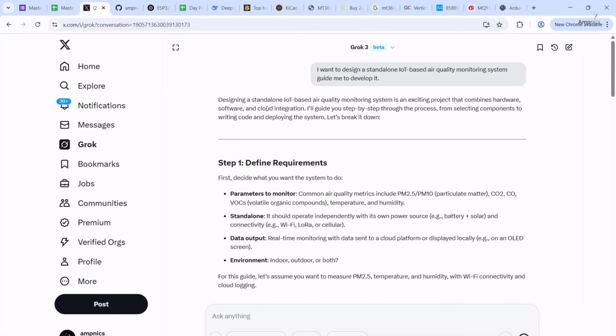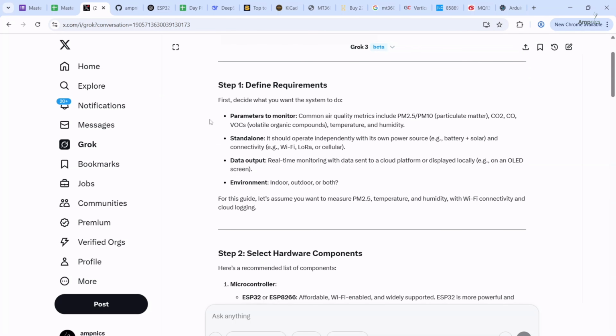So here's the description. Designing a standalone IoT-based air quality monitoring system is an exciting project. Exactly, it is an exciting project. Let's see the requirements. Parameters to monitor: common air quality metrics include PM2.5, PM10 particulate matter, CO2, CO, VOCs, temperature and humidity. Well, temperature and humidity in this project we are keeping optional, and we are concerned about carbon dioxide, or CO2. Okay, and for standalone, it should operate independently with its own power source, battery plus solar.